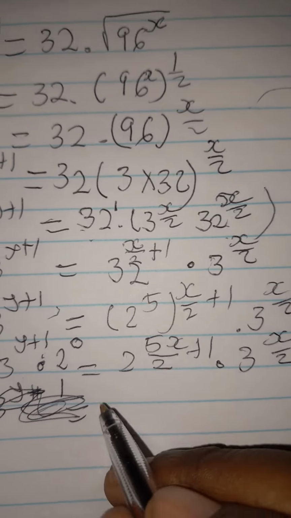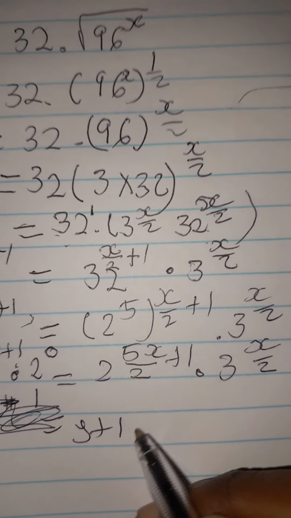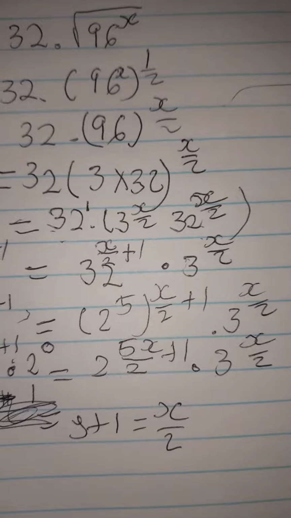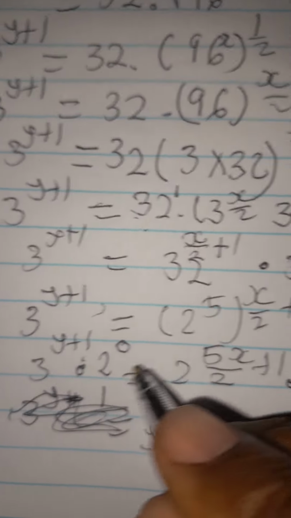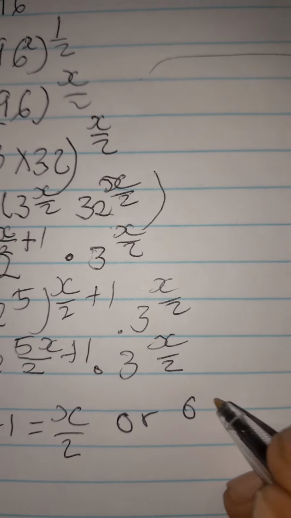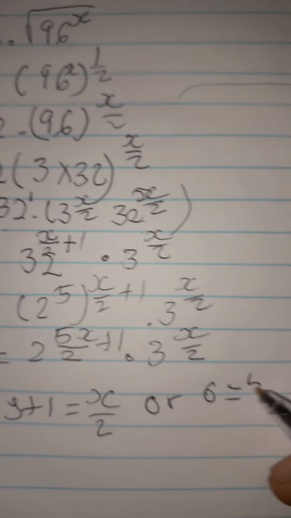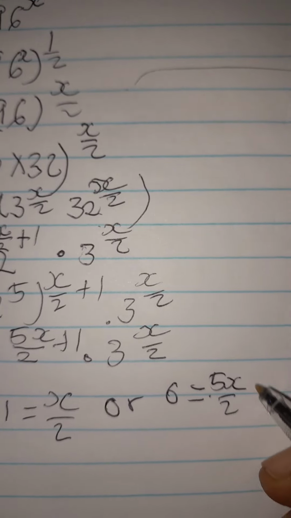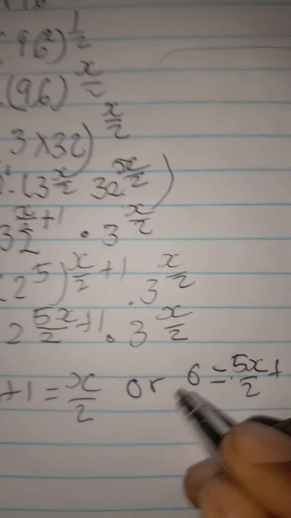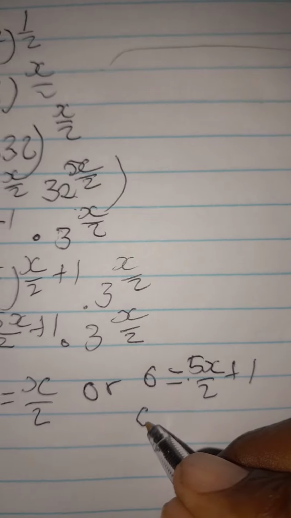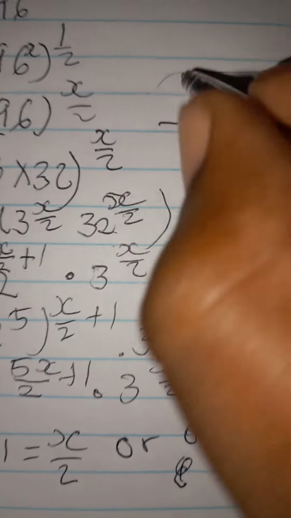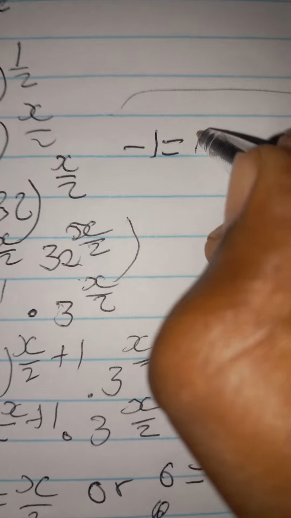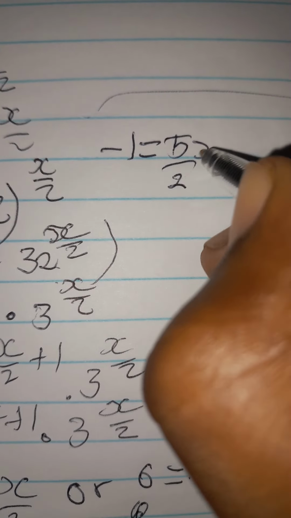When the bases are the same, what should we do? We should say y plus 1 is equal to x all over 2, okay? So from here, similarly with this, it's going to be 0, which will be 5 all over x all over 2 plus 1. We can multiply both sides by 2 there. Actually, what we could do is quite easier. We can just take 1 to the other side. It can be negative 1. We will have negative 1 and 5x all over 2.